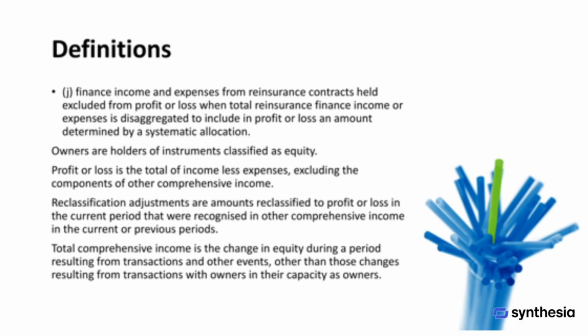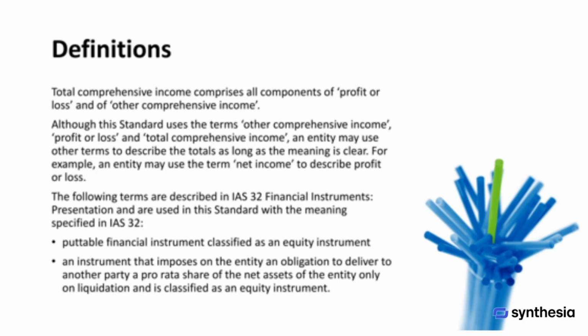Total comprehensive income represents the overall change in an entity's equity during a given period, excluding changes that result from transactions with owners in their capacity as owners. It encompasses both profit or loss and other comprehensive income, capturing all financial performance elements beyond direct owner-related transactions.